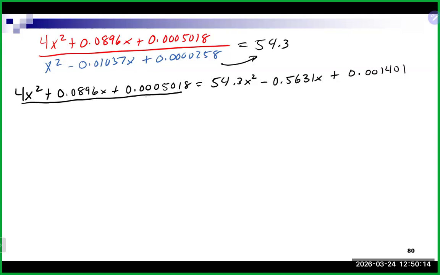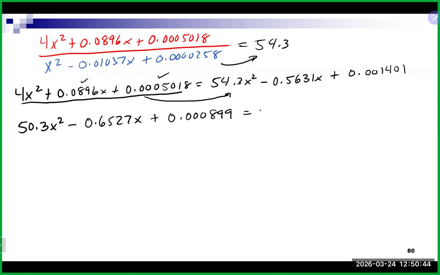I'm going to take everybody on the left-hand side and bring them over to the right-hand side. That's going to give me 54.3 minus 4, which gets me 50.3x squared. I'm then going to take this guy and subtract it to the other side, which will give me minus 0.6527x. Going to take this guy and subtract it to the other side, going to get me a plus 0.000899 equals 0. That's going to be my A, B, and C here for my quadratic.